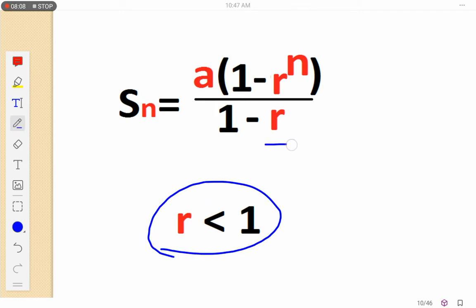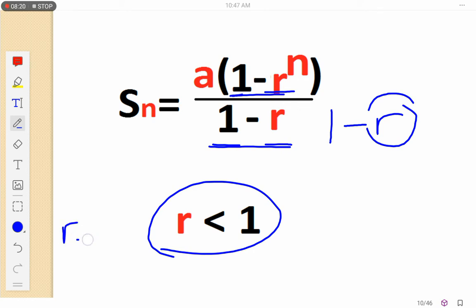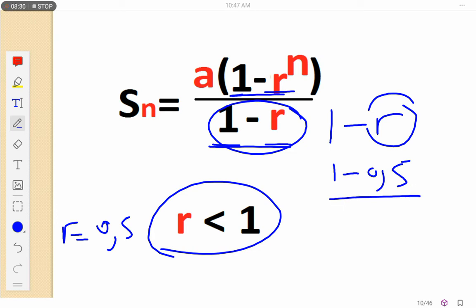We interchange the denominator and also the numerator here. We now say 1 minus R, since our R is small. Let's say our R is equal to 0.5. It means we can have a value here. We'll have 1 minus 0.5, and it will be valid. That's basically what we'll be trying to do.